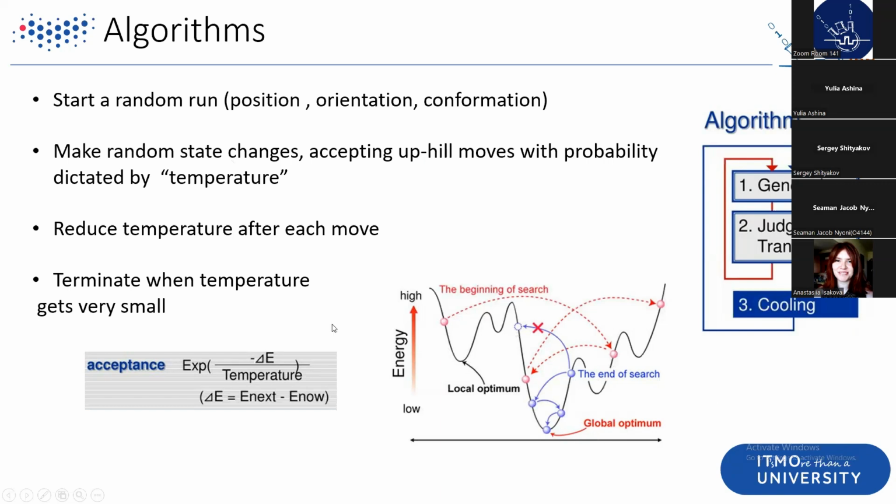So the idea is to find the global optimum. That's why you have this simulated annealing, like a cooling. You do the elevation of the temperature, and then you slowly reduce the temperature after each move to reach a decrease in the energy, and then you iterate, and finally you terminate the process when the temperature gets very small. Then again, you have the acceptance according to this equation, and it will help you to find the global minimum of the system. This is what simulated annealing is all about.